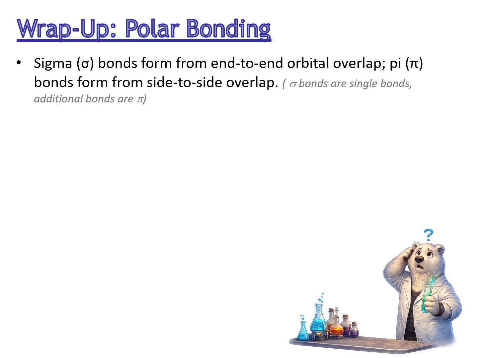So that's it for polar bonding. So we saw that we have sigma and pi bonds. Sigma bonds form from end-to-end overlap, and those are the first ones that form. And remember, sigma bonds are single bonds. And then pi bonds are from the side-to-side overlap. They're a little bit weaker than sigma bonds, and they're called pi bonds.